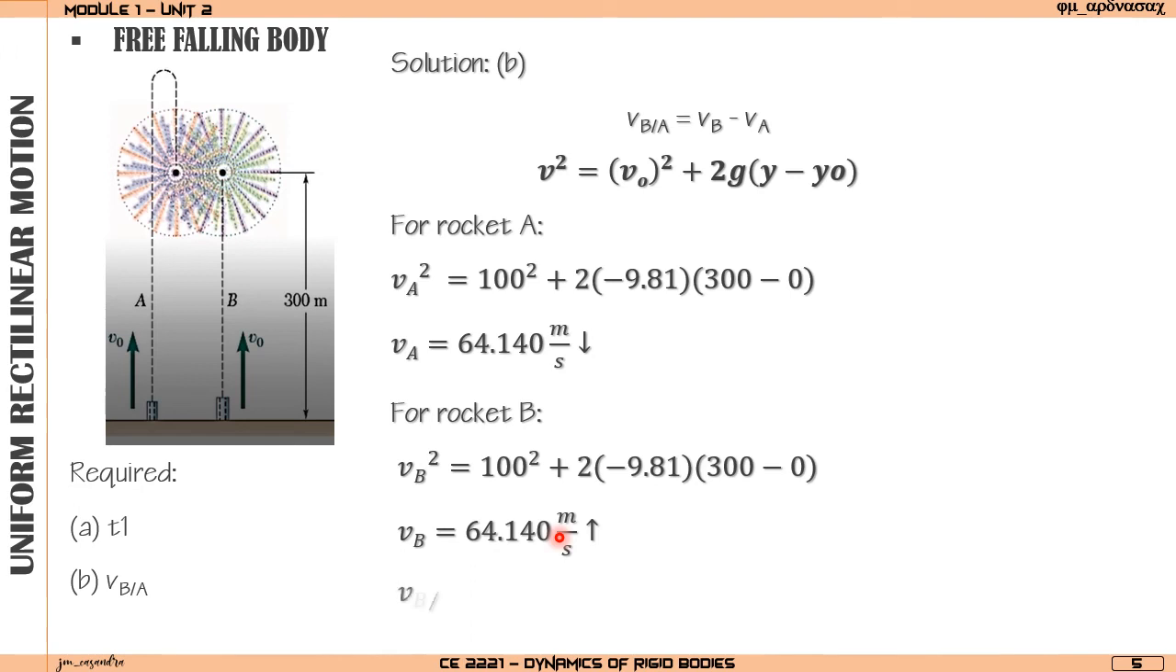So VBA is equal now to 64.140 minus negative 64.140, giving us the relative velocity of B with respect to A as 128.28 meters per second, and its direction is upwards. So it means that as you observe from point A, B is moving upwards.